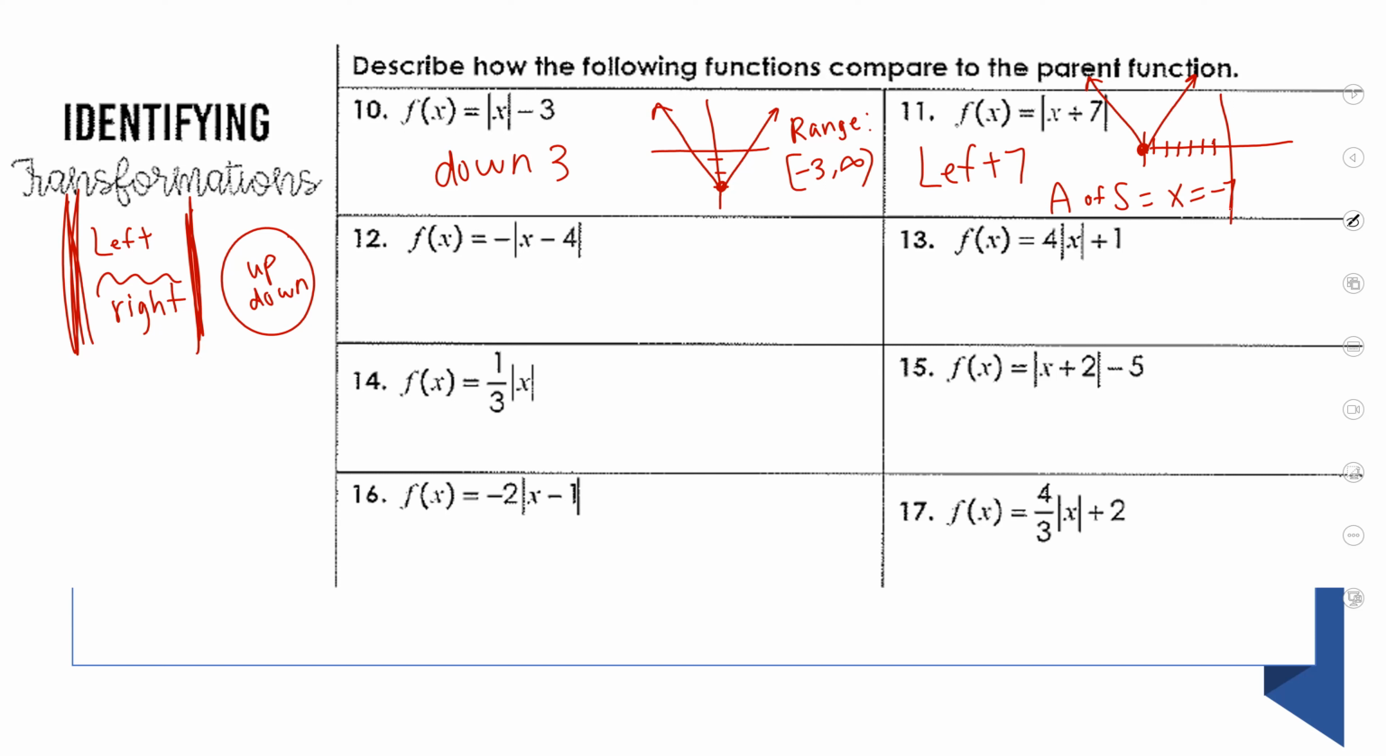All right, let's do number 12. What does this negative in the front do? It reflects over the x-axis. And what does this minus 4 on the inside do? It makes it go right 4. Okay, so guys, if it's a right, it'll have a minus sign, and if it's left, it'll have a plus sign. So what happened was it went to the right 4 spaces, and now it's facing down because it has a negative in the front.